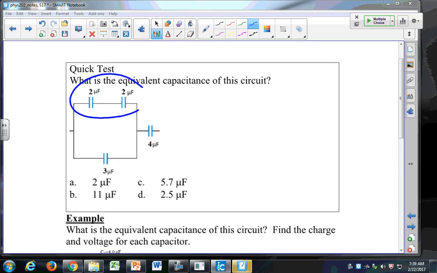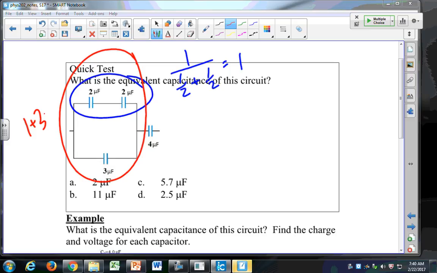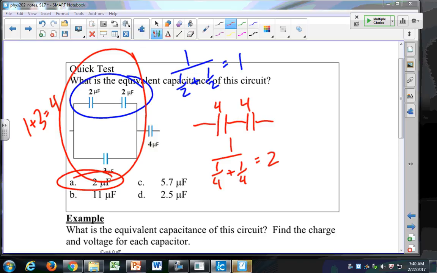So let me write that out. Here I have 1 over a half plus a half, that's equal to 1. And then I combine this, I get 1 plus 3 equals 4. And then I'm left with two 4 microfarad capacitors. So I have 1 over a quarter plus a quarter equals 2. So A is the right answer, it's equal to 2 microfarads. Again, with practice, you'll begin to see these patterns, and you'll be able to see how the capacitors fit together. But it really takes practice, and then you just begin to see the patterns come out.